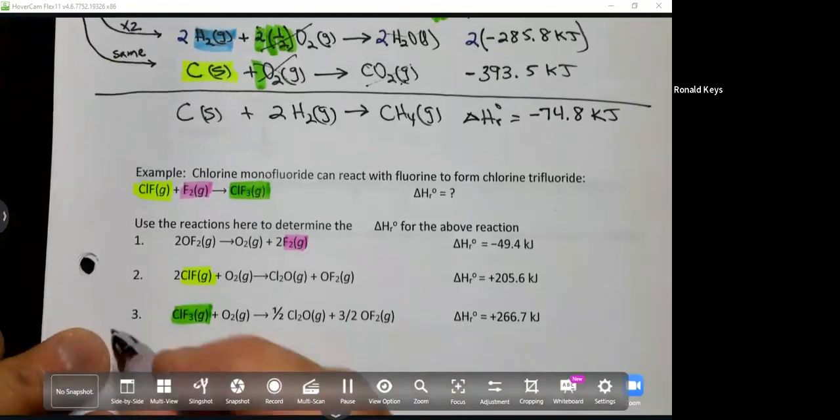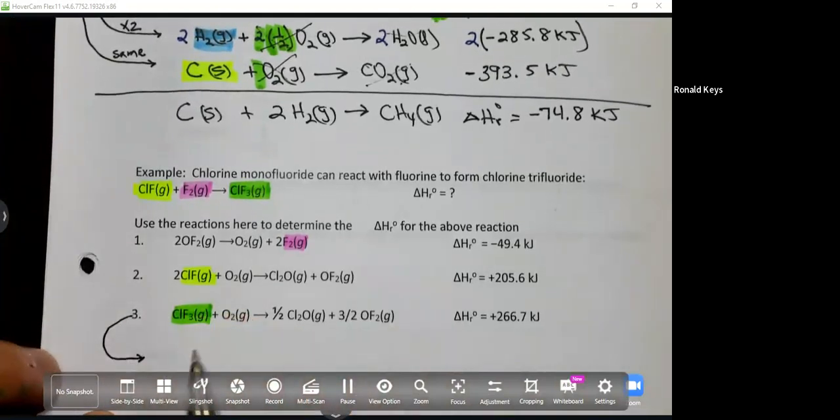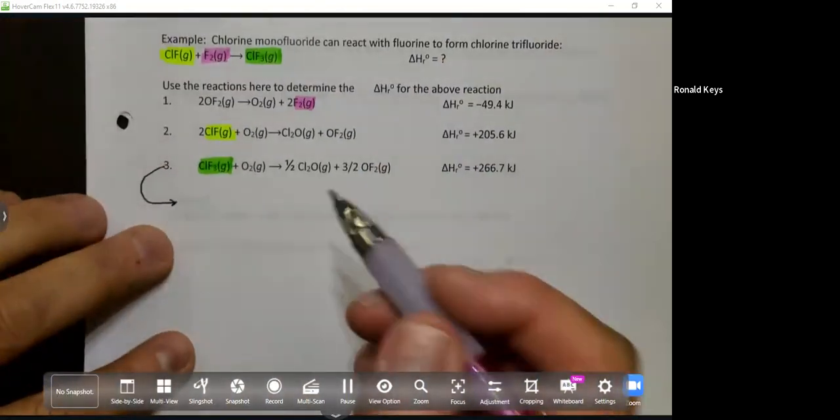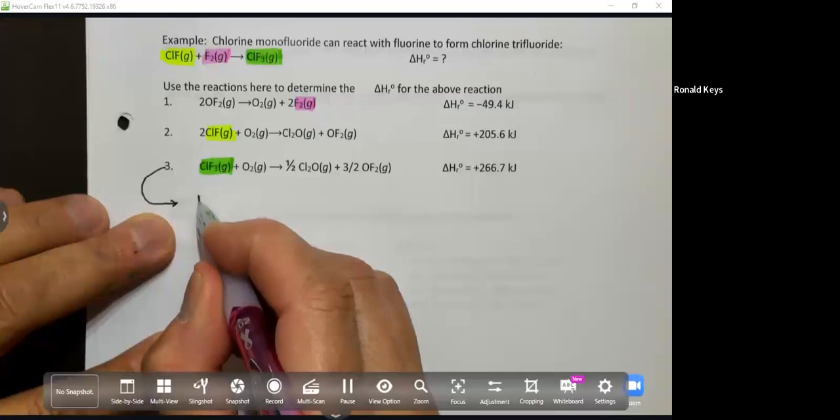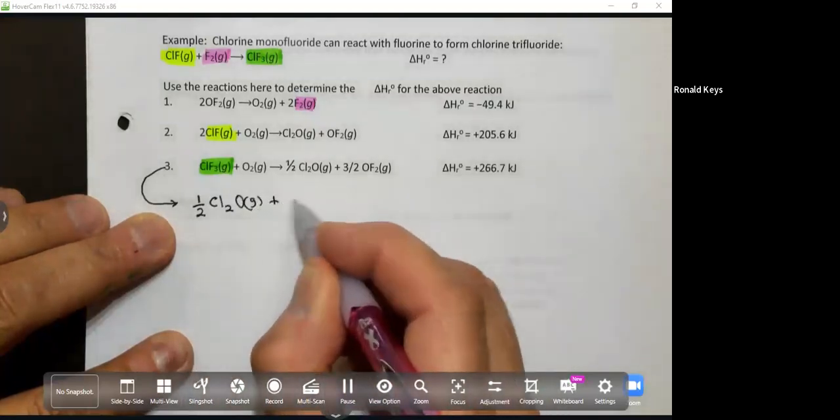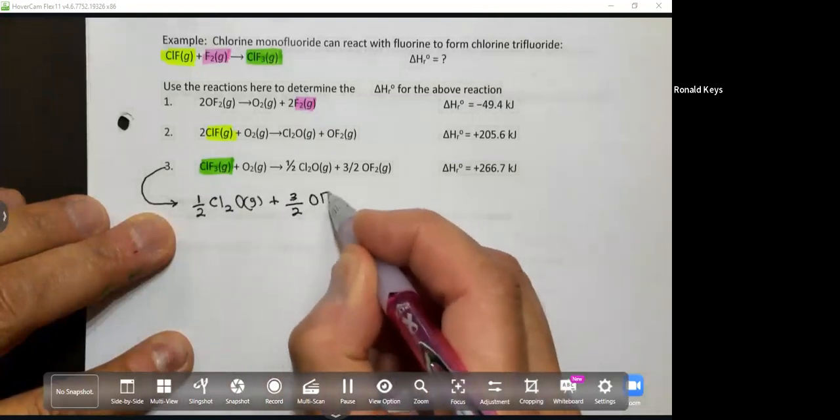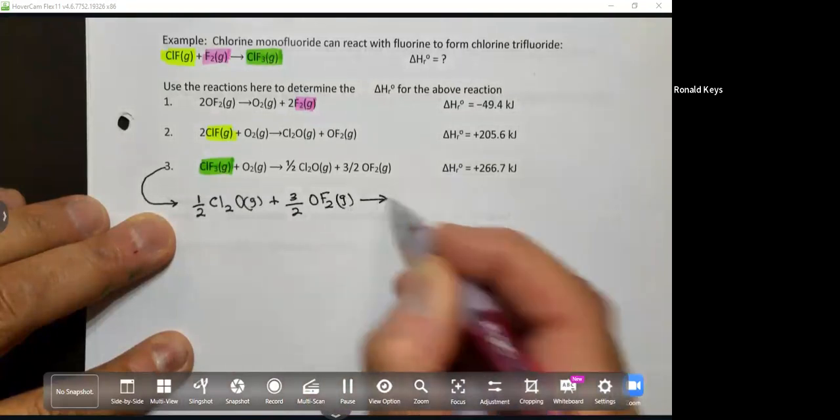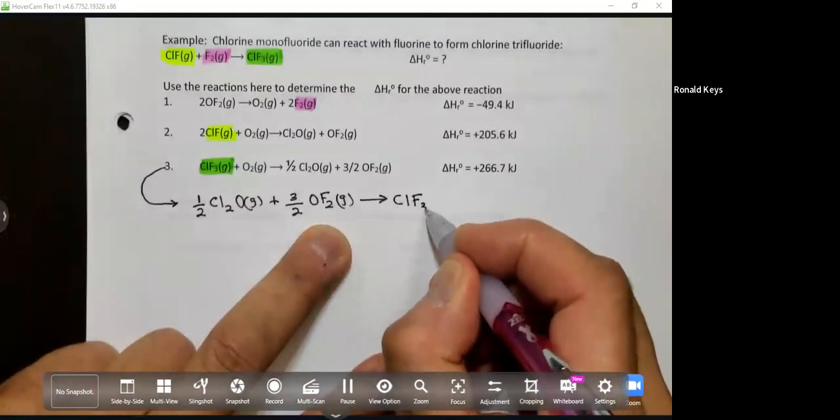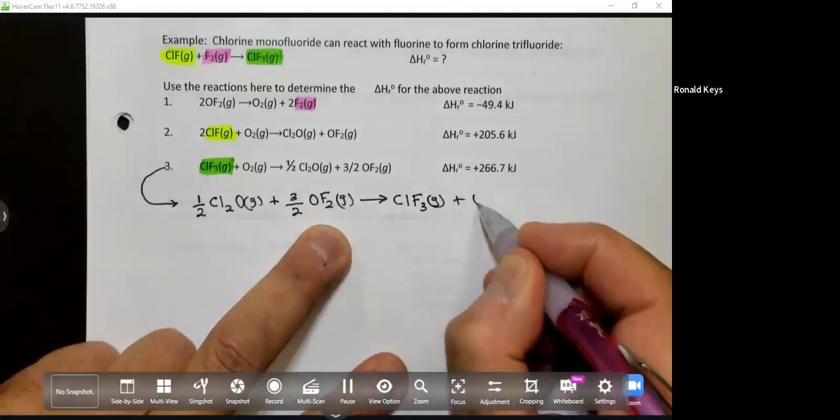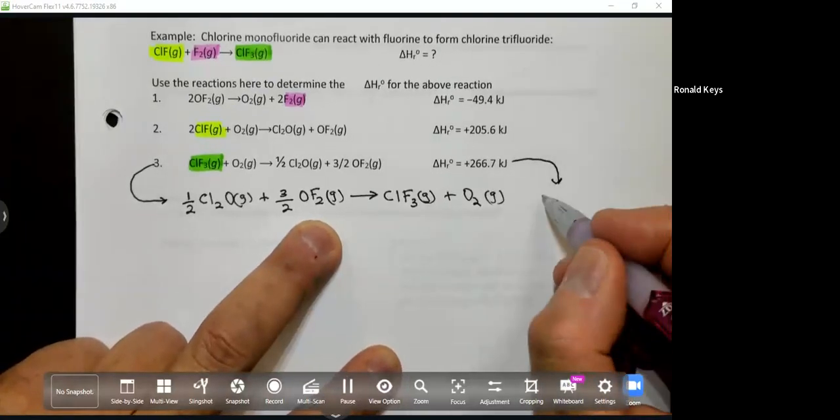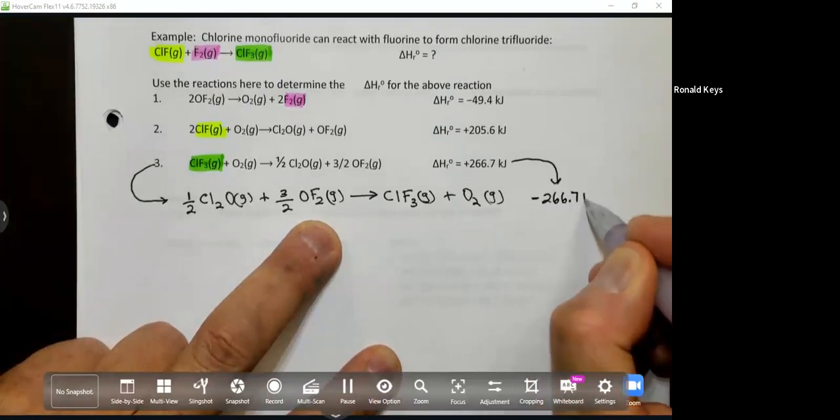Now, to make this, what am I going to have to do with this reaction? We're just going to reverse this, right? So we're going to reverse this. All right. So reverse this. I'm going to have 1/2 Cl2O gas plus 3/2 OF2 gas. This is ugly. I've got ClF3 gas plus O2 gas. This one is going to become negative 266.7 kilojoules.